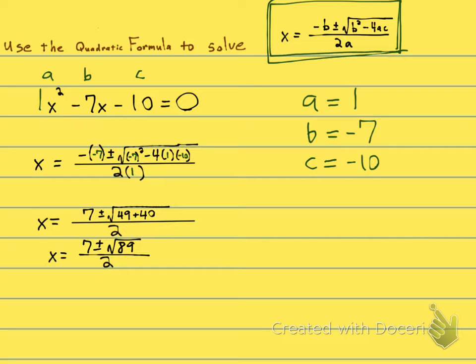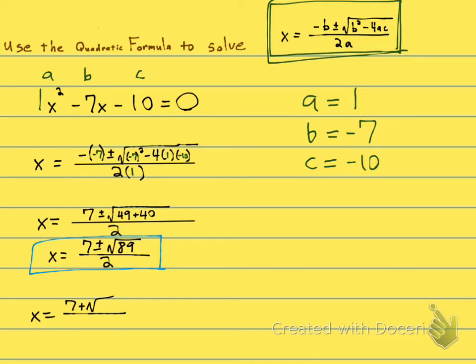So at this point, I'm looking to see if I can reduce the square root of 89. I go through my list of squares, 4, 9, 16, 25. None of them go into 89. So this is my answer. 7 plus or minus square root of 89 over 2. Okay, and I would prefer if you write them out to show that you know that there's two answers.